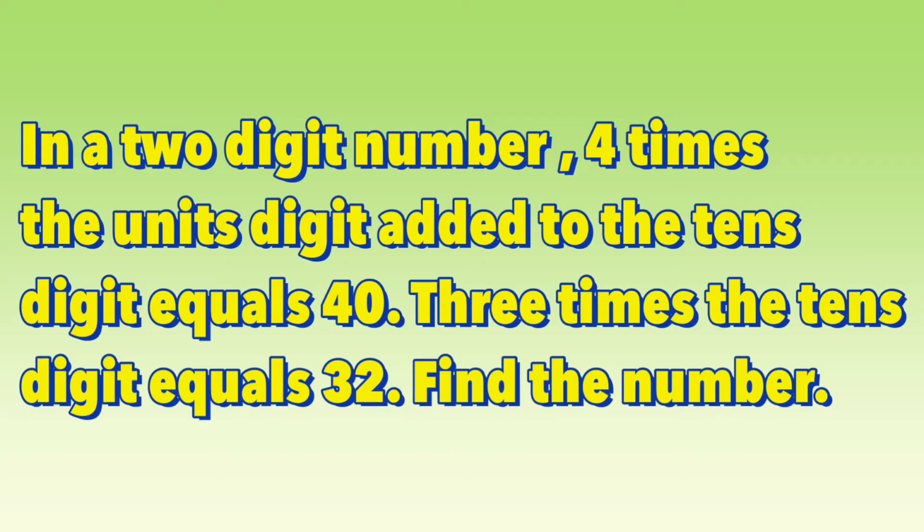Okay, the second problem, about digits. In a two-digit number, 4 times the units digit added to the tens digit equals 40. 3 times the tens digit added to the units digit equals 32. Find the numbers. So the problem now is asking for the numbers.